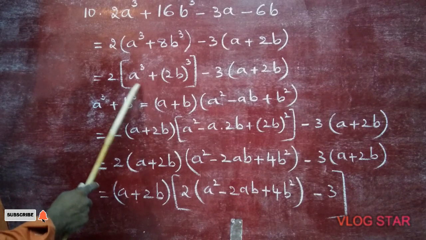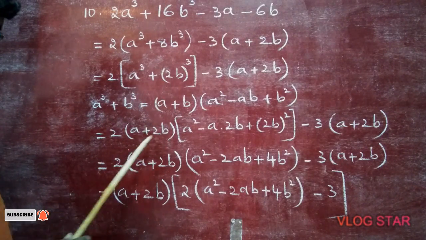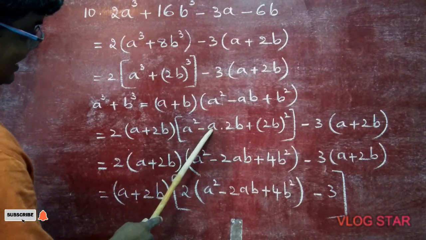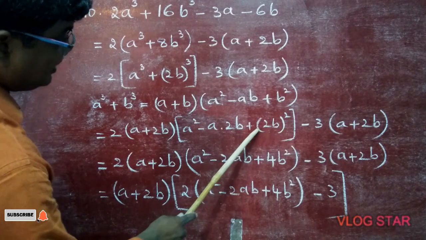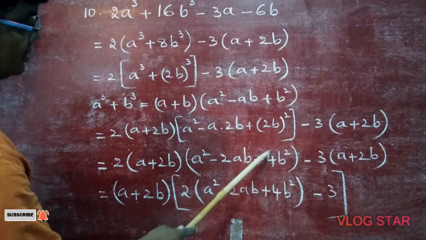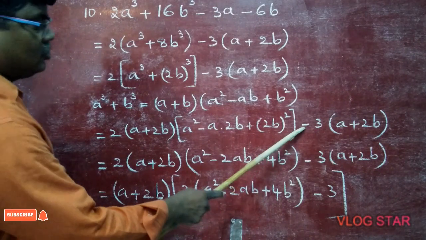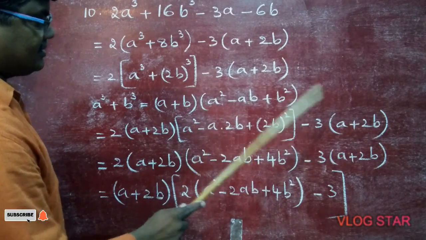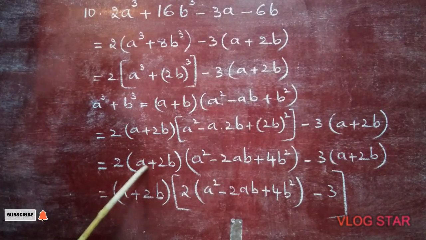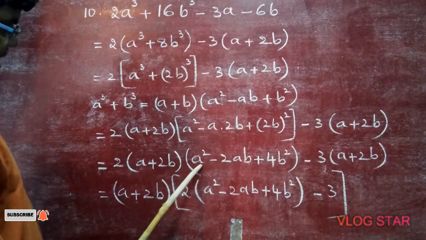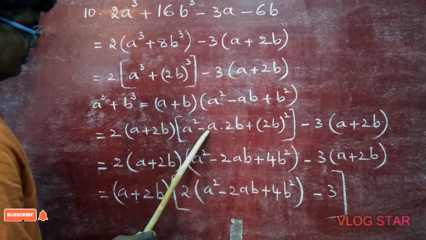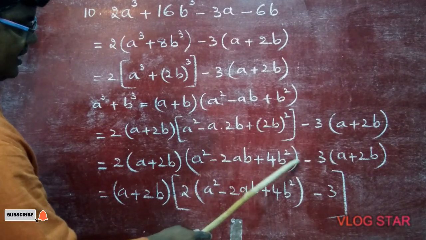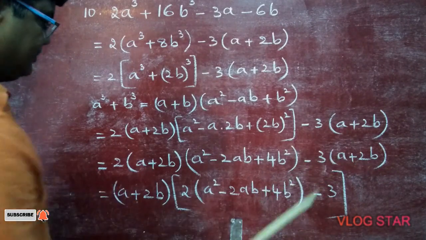Now in the place of a, a is there. In the place of b, 2b is there. So 2 into a plus 2b into a square minus a into 2b plus 2b whole square, because 2 is there, b also whole square. Minus, don't forget this one. Still problem is there. Minus 3 into a plus 2b. Don't forget the next one. Now 2 into a plus 2b into a square as it is minus 2ab. You have to multiply here. Minus 2ab plus 2 2s are 4 and b square. So 4b square minus 3 into a plus 2b.